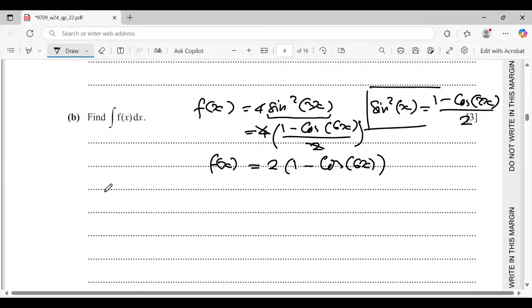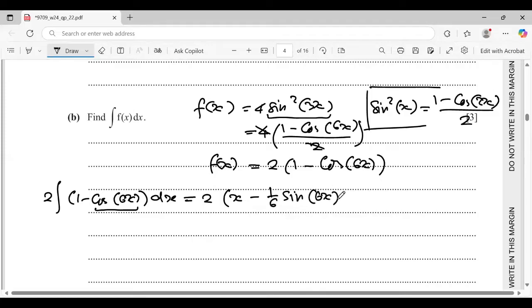And after that, integral. So the integral of f(x) equals the integral of 2 times 1 minus cosine 6x dx. So 2 times the integral of 1 is x, and the integral of this expression is 1 over 6 sine 6x plus c. After that, 2 times x is 2x, and 2 times 1 over 6 becomes 1/3 sine 6x plus c.